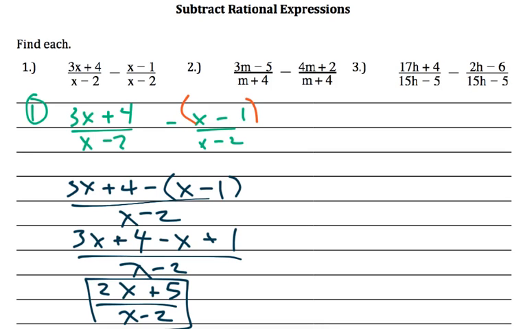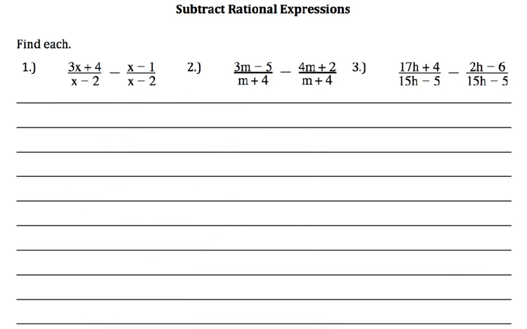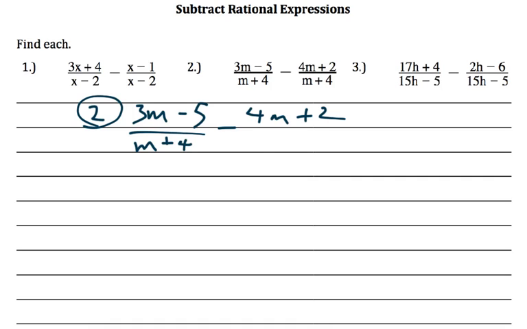Problem 2, super similar. That should be a 2. It is a 2, it just doesn't look like a 2. 3m minus 5 over m plus 4. Minus 4m plus 2. And then that's also over m plus 4. And this whole section is about the fact that they have the common denominator. You can put them both together over the same fraction.